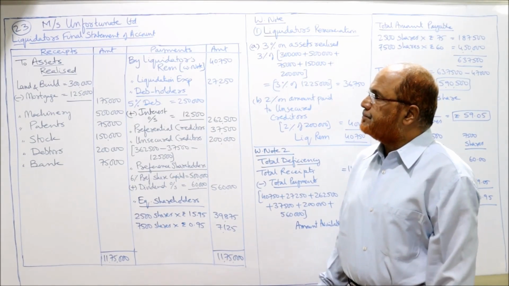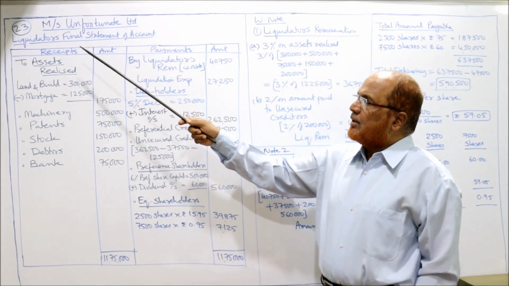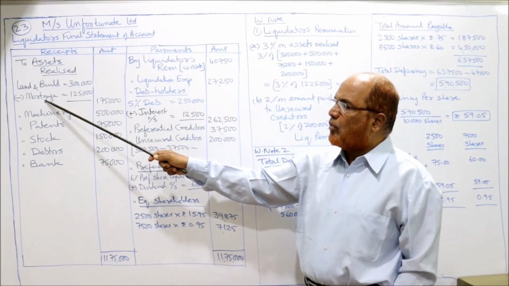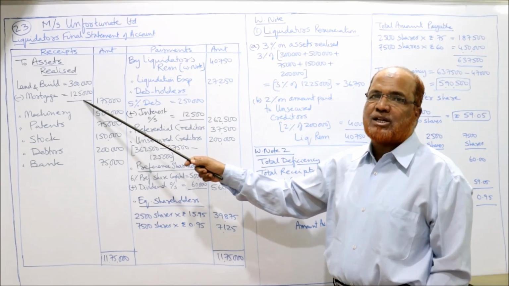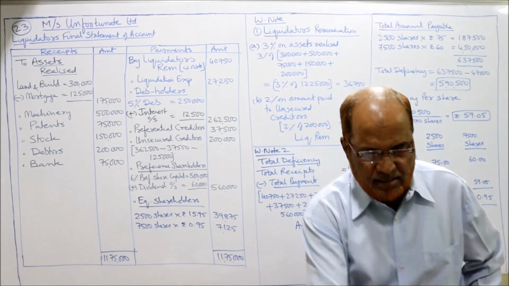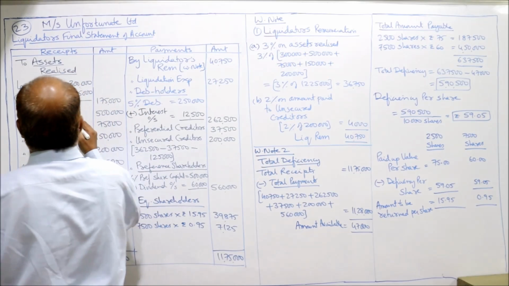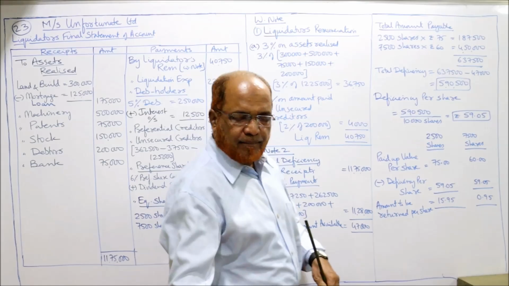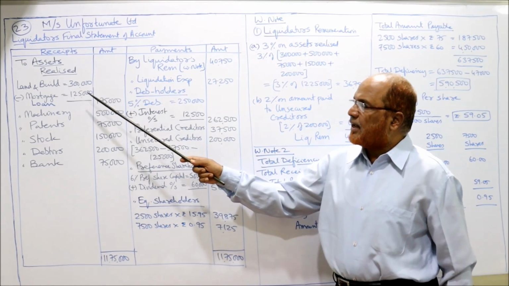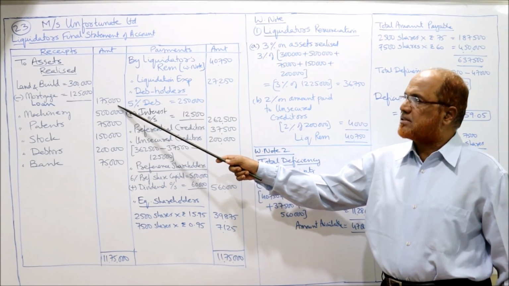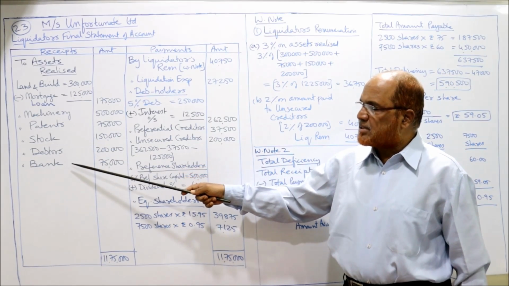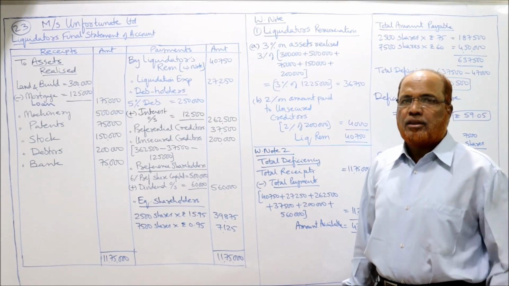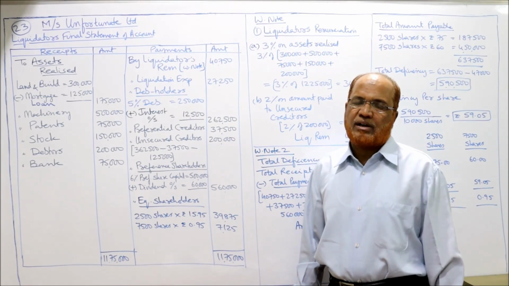Now see carefully. Messrs Unfortunate Limited, liquidator's final statement. Assets: land and building realized 3 lakh rupees, out of which the mortgage loan was 1,25,000. I'll write down here the mortgage loan, 1,25,000. Subtract 1,25,000, 1,75,000 is the surplus. Then machinery, patent, stock, debtors, bank. All the assets are realized. The total comes to 11,75,000. The total fund available is 11,75,000.